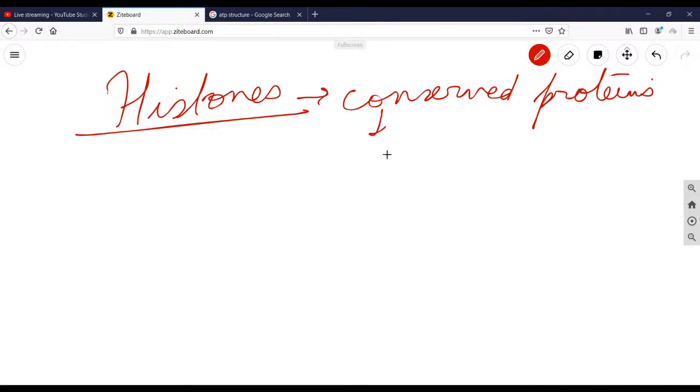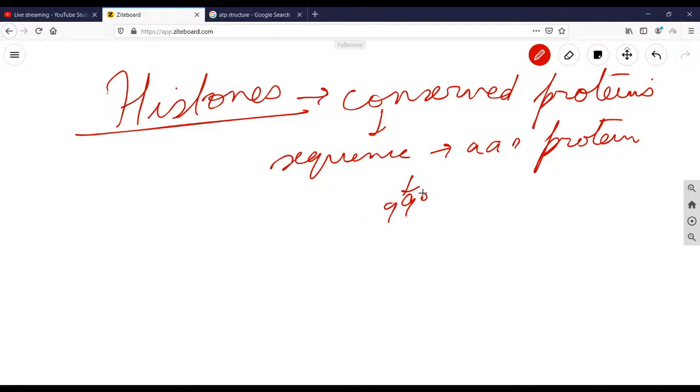Conserved in the sense, what does the word conserved mean in biology? This is not conservation of energy we're talking about. Right? We're not talking about M1V1 equal to M2V2 here, recoil of a gun. We're talking about conserved proteins, which means the amino acid sequence of a protein is more than, you can say, 99% identical in various species.